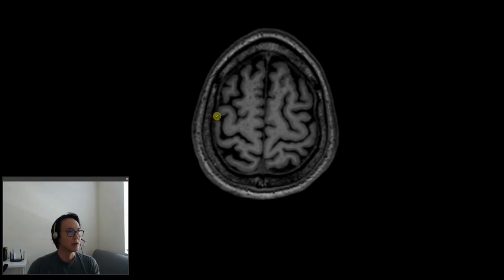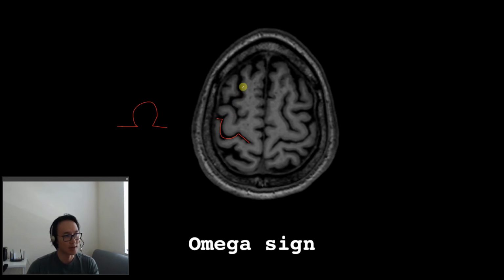So tip number 1 is about the morphology of the central sulcus on most of the patients. The morphology of the central sulcus looks like the Greek letter omega. And that's why that sign is called the omega sign.